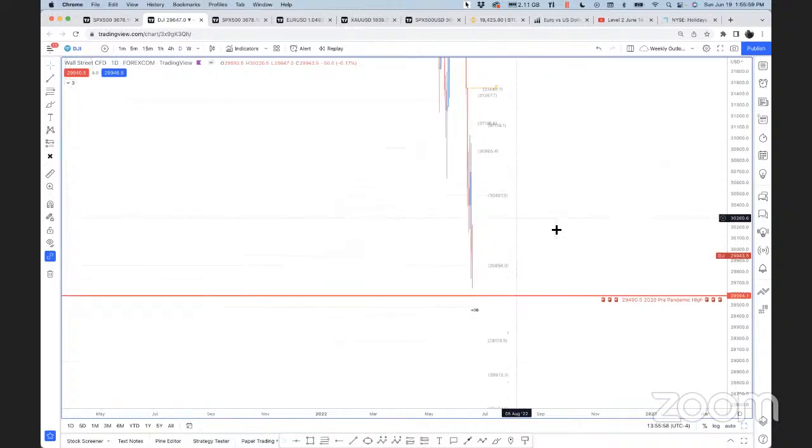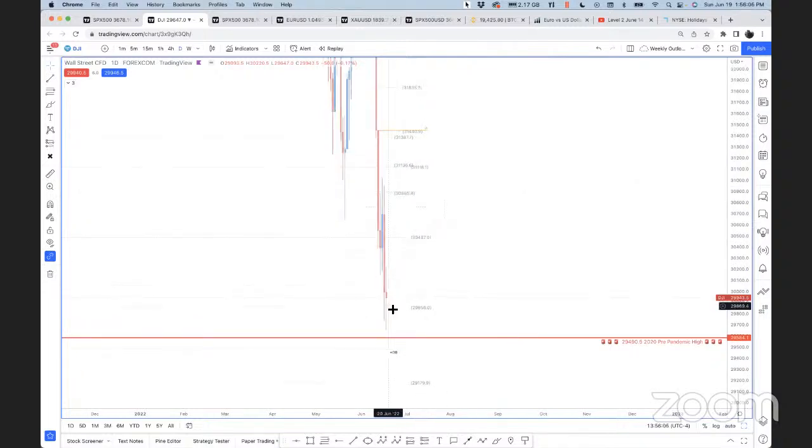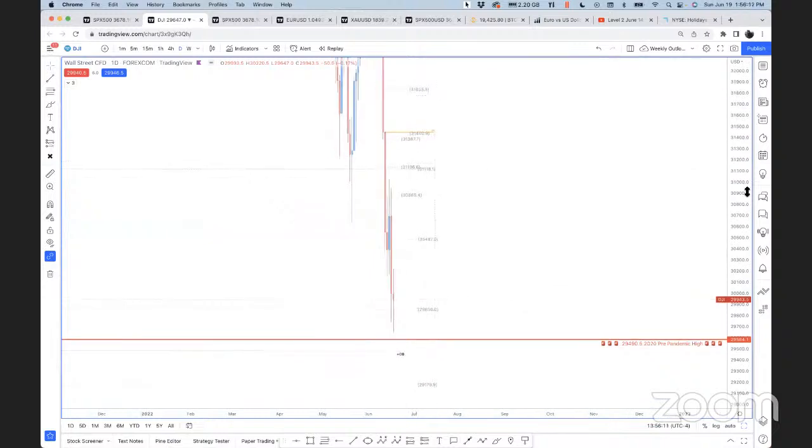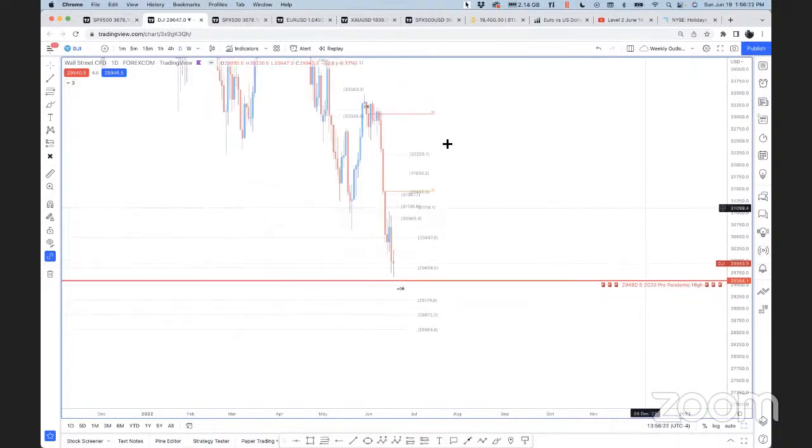If we do get a bounce off of this area, like we're already trying to right now, we could probably see it trade back up into these levels of imbalance right here. This larger one, or the one that we just popped off of to the downside.